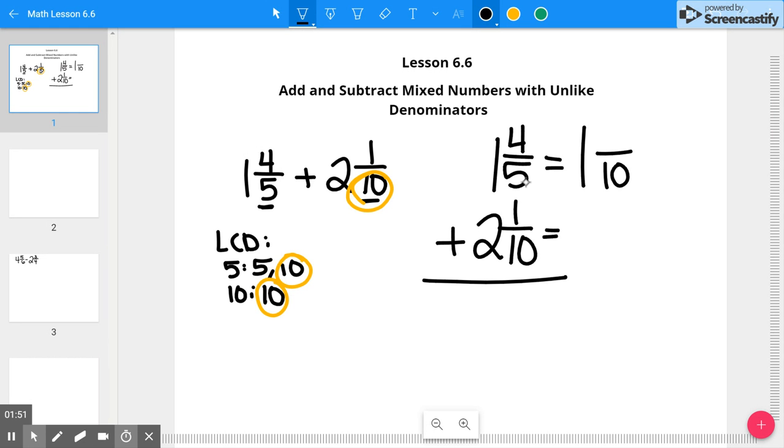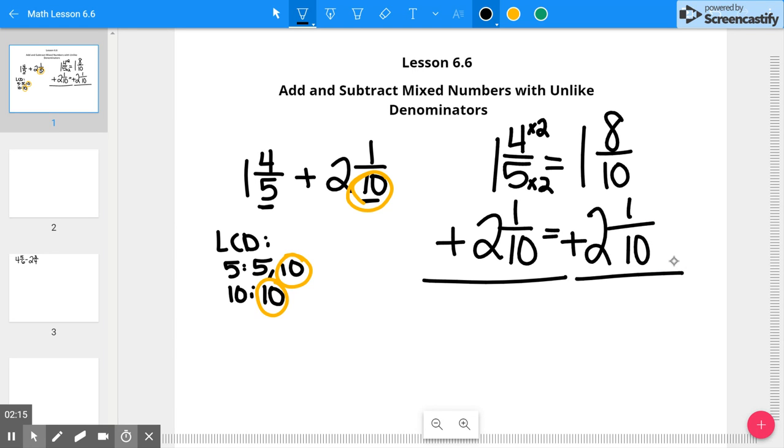So I'm asking myself, how did I get from 5 to 10? What did I multiply by? Well, I multiplied by 2. So what I do to the bottom, I do the exact same thing to the top. So 4 times 2 is 8. And now I can keep this whole number 2 the same, and I can keep this fraction the same because the denominator is already 10, which is really nice.